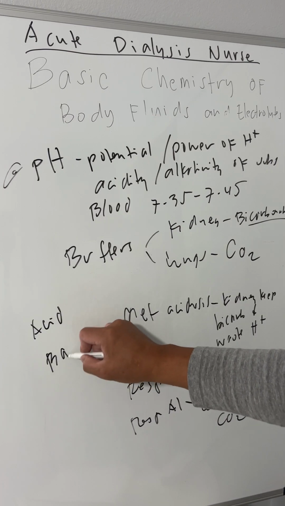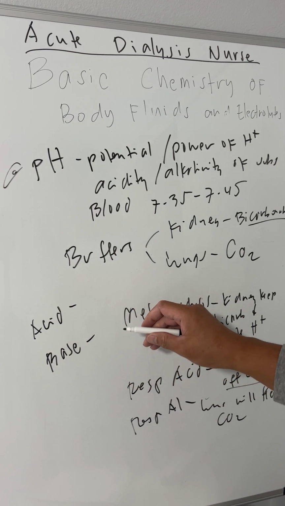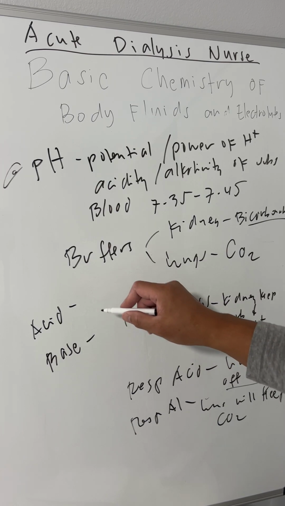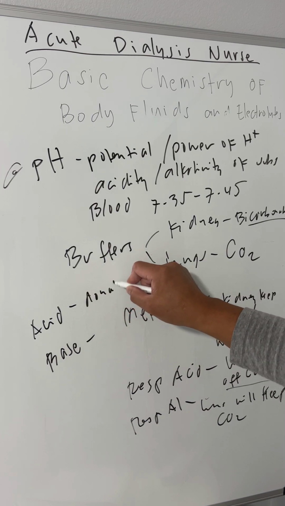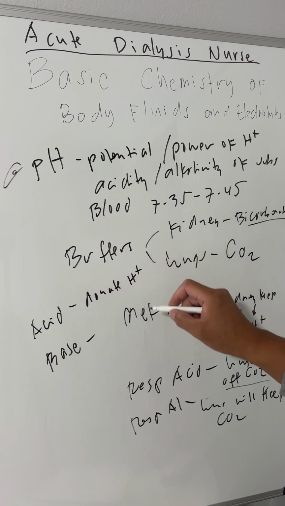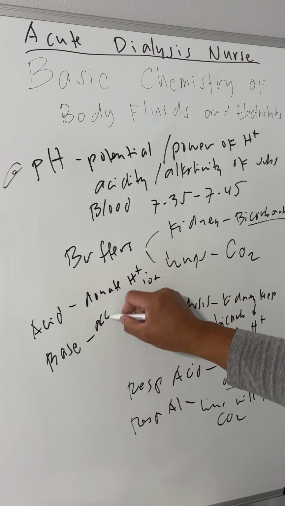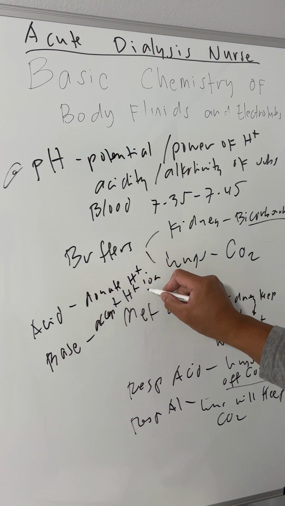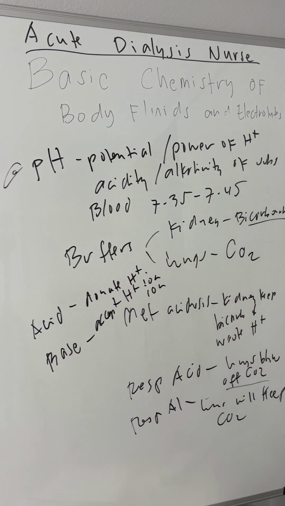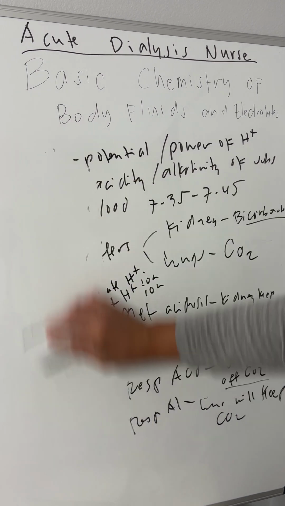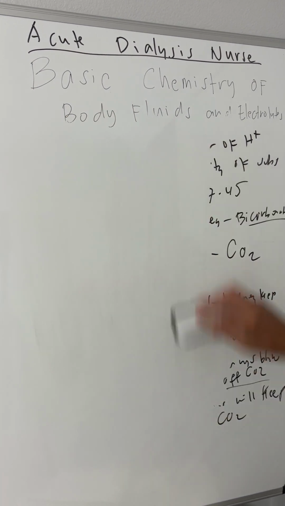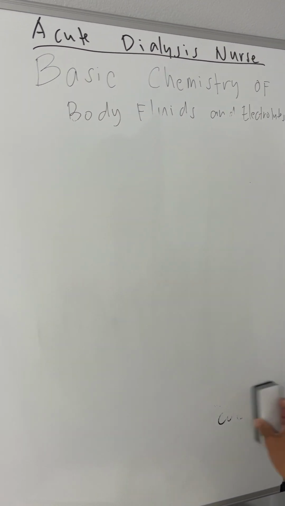Acid and base, so we have to define this. Acid can donate hydrogen ion, and then base, they accept hydrogen ion. There you go. Okay, we're all done with pH.